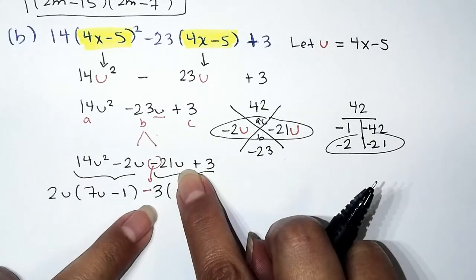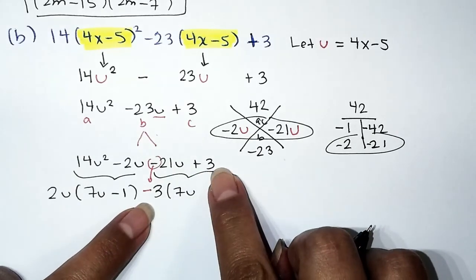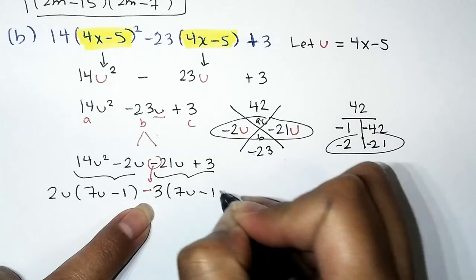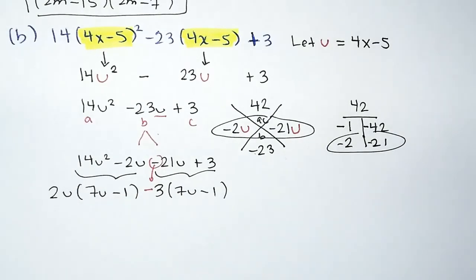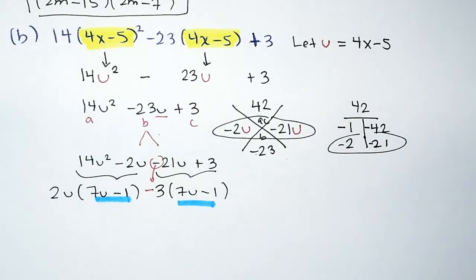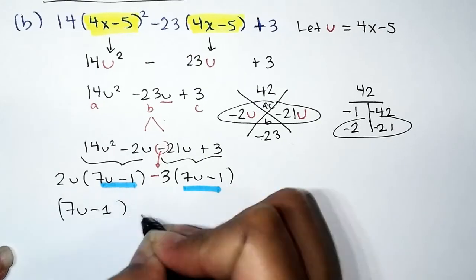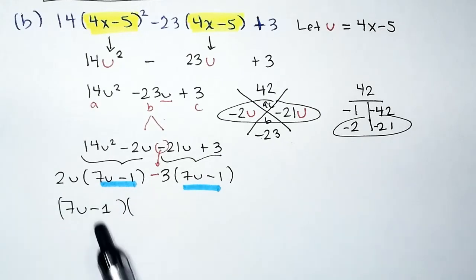First term over common factor will give us 7u. Second term over common factor will leave us with -1. So again, it's not a surprise that the binomial factors match. They need to match, and if they don't, then our X game was incorrect. So let's do this. When we factor out that common binomial, we have 7u minus 1. Let's show the world what we're left with.